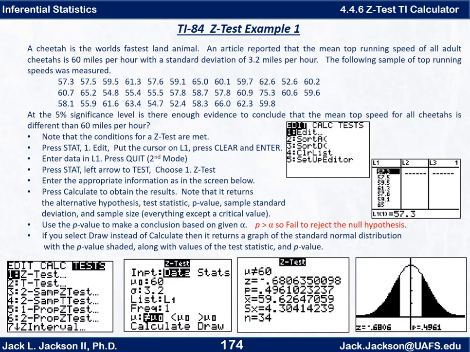Well, in this case, it's a huge p-value, 0.4961, so nearly a 50% probability that we could have gotten this sort of a mean of our sample if the article is correct at the 60 miles per hour. So we do not have enough evidence to call the article a liar or say that we have something unusual about our group of cheetahs. So in fact, we don't have enough evidence to reject the null hypothesis, and that's because p is greater than alpha. We know that. So notice that the calculator is set up for the p-value approach.